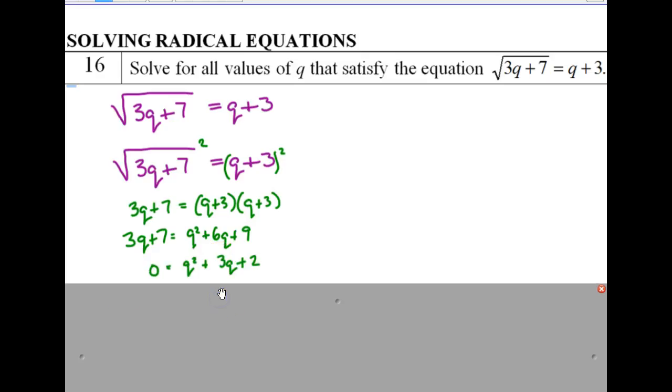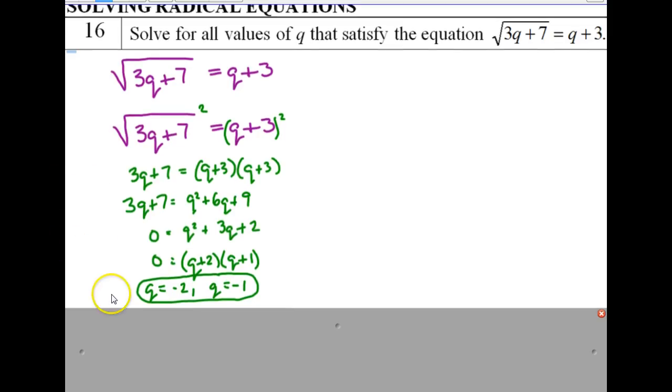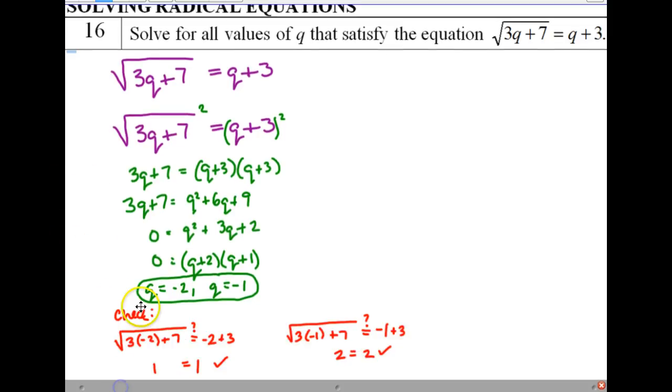Okay, so we get 0 on one side, factor it, solve it, and now we need to check to see if it really checks. Okay, because we could have extraneous solutions. So when we sub in the -2 for x, it works. We sub in the -1 for x back in the original equation, it also works. But again, you do want to check. There could be extraneous solutions.